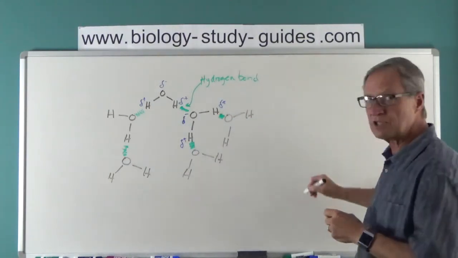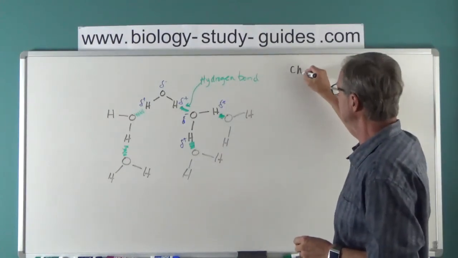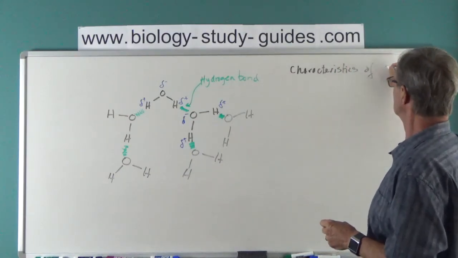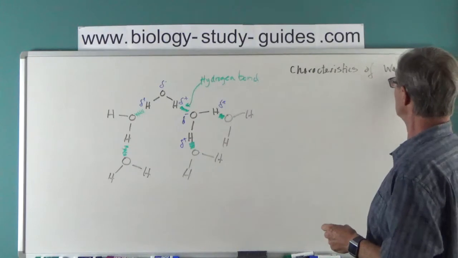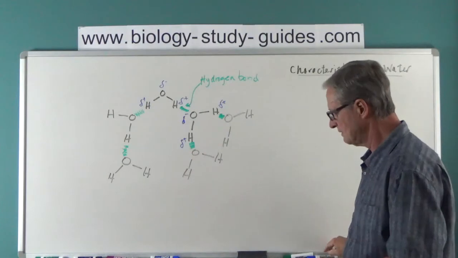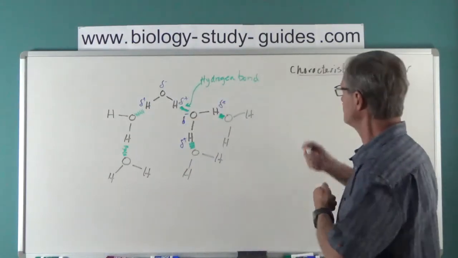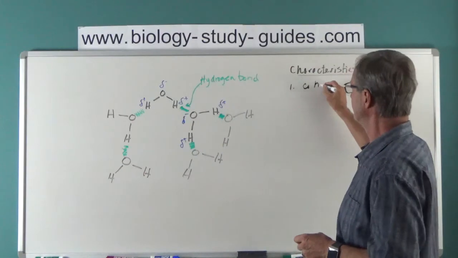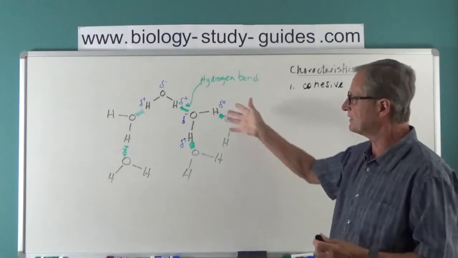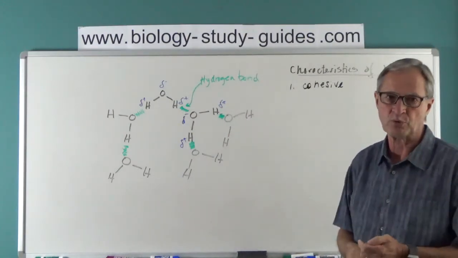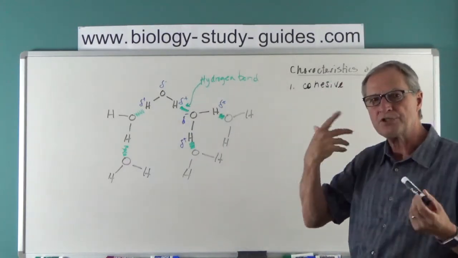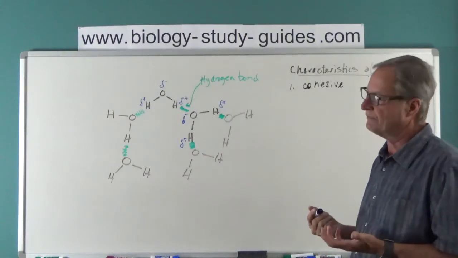So I'm just going to make a list here of characteristics of water molecules. And that's the first one. Characteristics of water molecules. The first one is cohesive. Means they stick to themselves. The reason they stick to themselves is because of attraction between opposite dipoles. What this does for water is it gives it some particular characteristics.